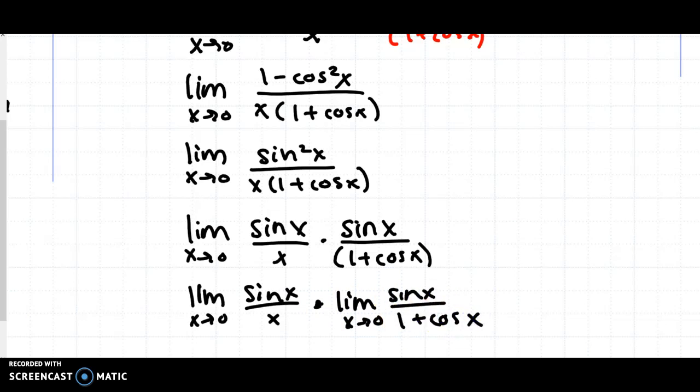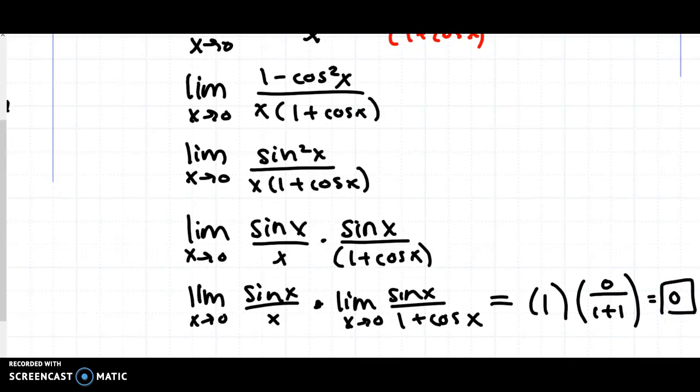Okay, so we just talked about what this is. That's a known fact. We're going to use this to evaluate this new limit. We know that that's going to be 1. And then if I use direct substitution for the second one, notice that I get sine of 0, which is 0, over 1 plus 1, but this will just equal 0. Ta-da!